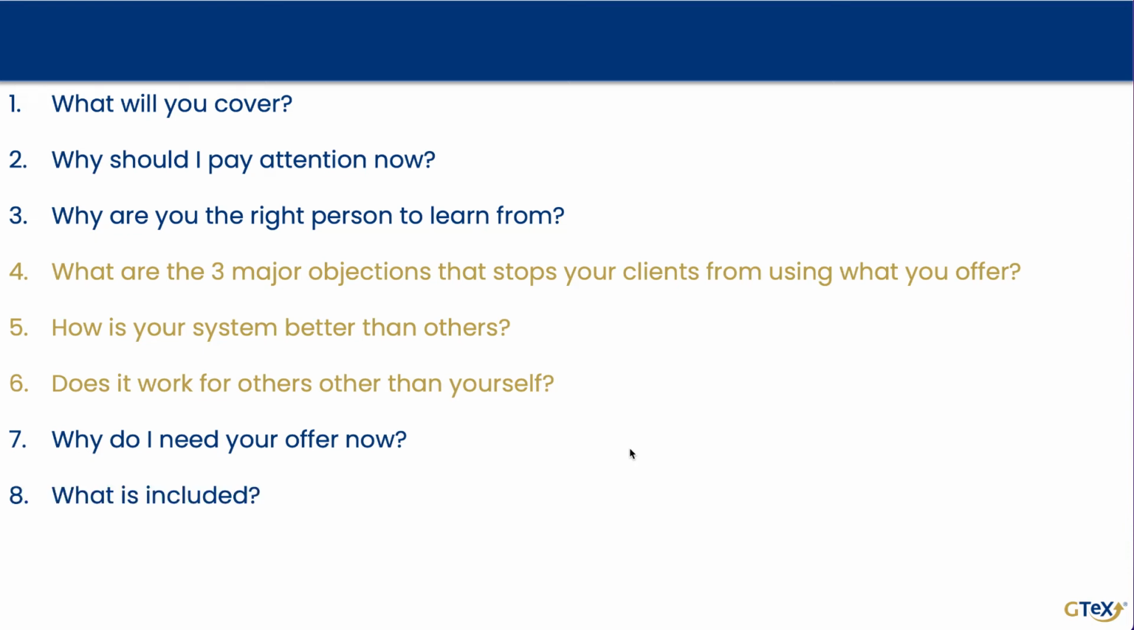The other question you need to answer is, what is included? What am I going to buy? Everyone needs to know. And then the last one is, can you answer all my questions and doubts? That's where you're addressing other objections, other concerns that they have before buying.